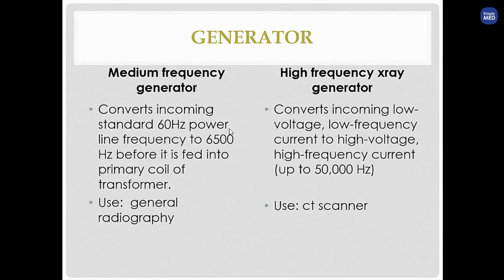We have medium frequency generators and high frequency generators. The medium frequency generator converts the standard 60 hertz into 6500 hertz before it is sent to the transformer, whereas the high frequency generator converts low voltage low frequency current to high voltage high frequency current. The medium frequency generator is used for normal radiography, whereas the high frequency generator is used for CT scans.